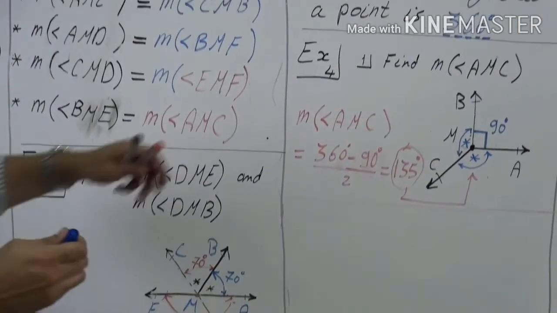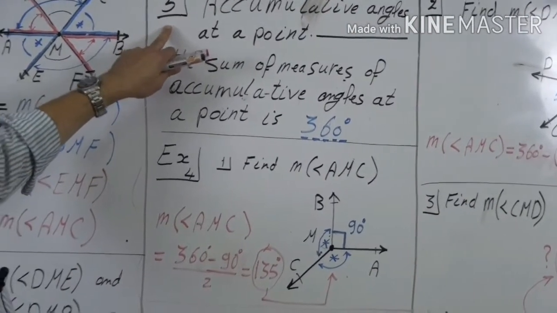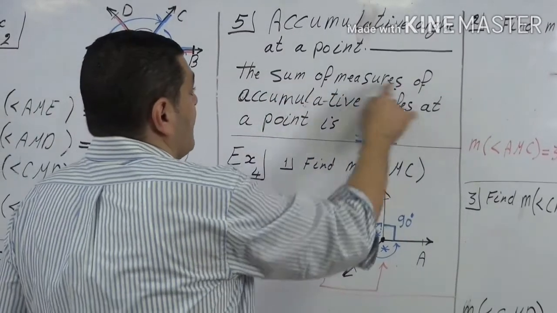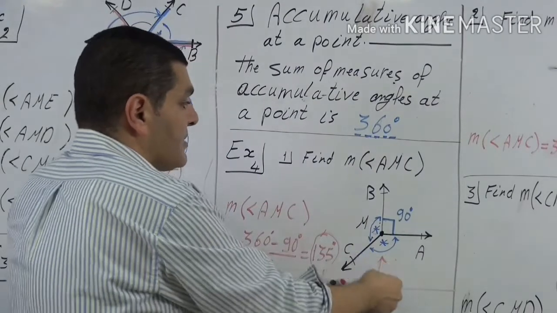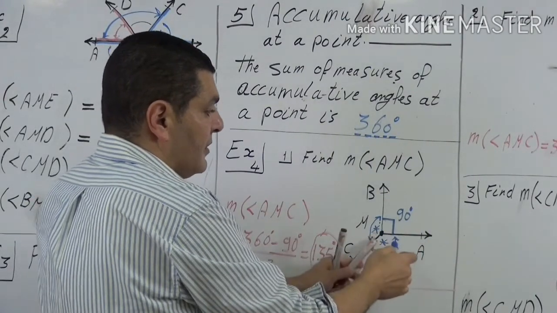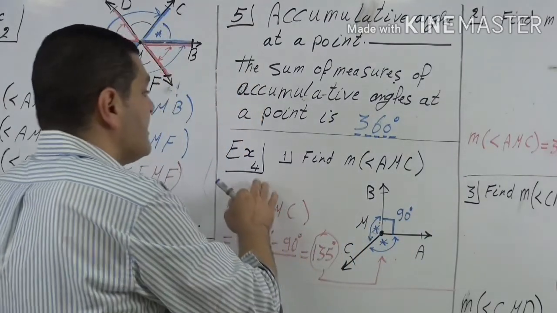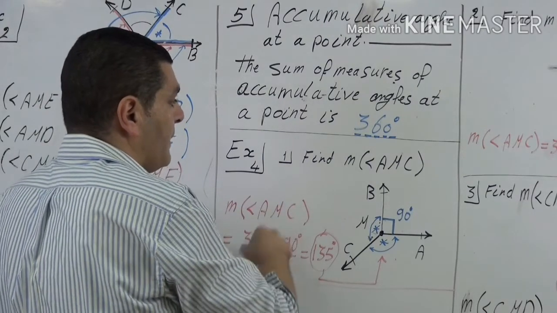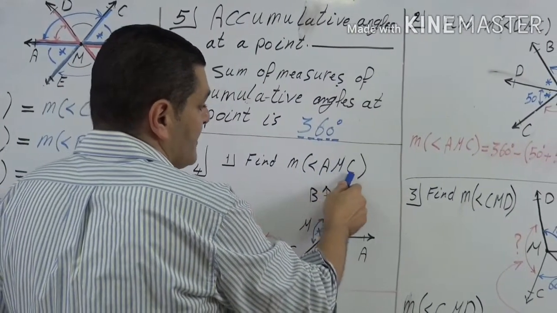Let's see the last relation, which is accumulative angles at a point. The sum of measures of accumulative angles at a point is 360 degree. Let's see example number 4. Number 1, find measure of angle AMC.